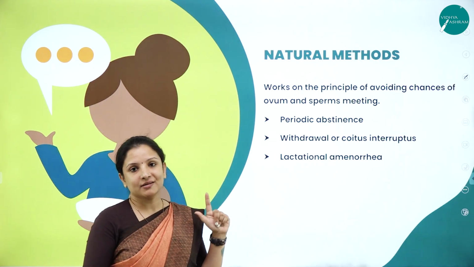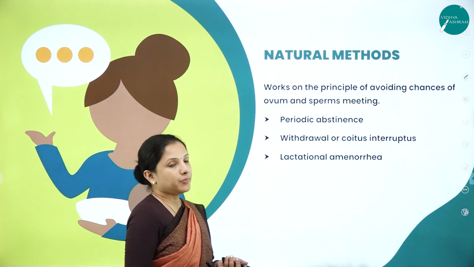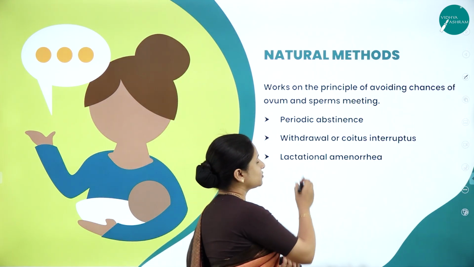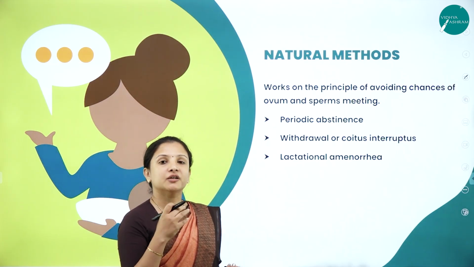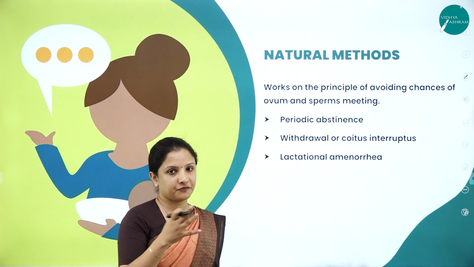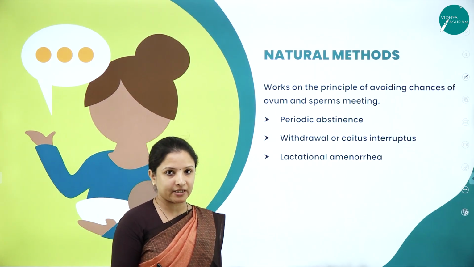Now, what can be done? This is one of the natural methods: periodic abstinence. In periodic abstinence, it means when there is no bleeding. So bleeding doesn't occur after the 5th day. That is usually the 1st to 5th day of the menstrual cycle. 1st to 3rd or 1st to 5th, usually bleeding occurs.